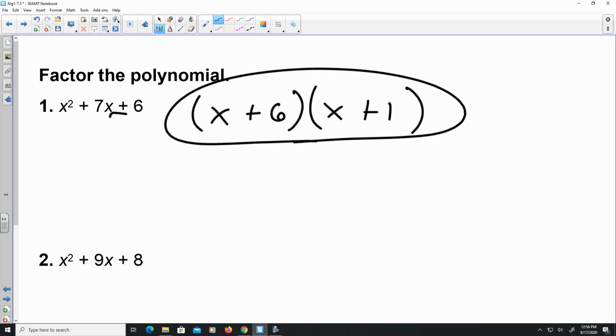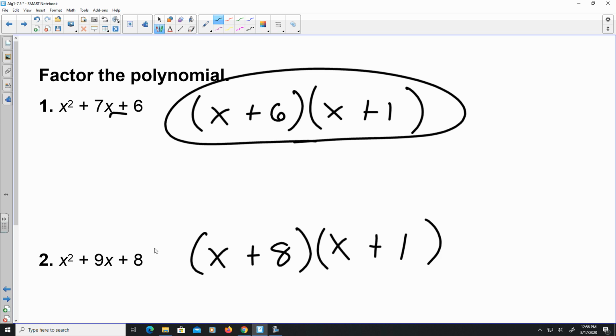Looking at number 2, parentheses, parentheses, I got x and x, same sign plus. Two values give me a product of 8, sum is 9. 8 times 1 is 8, and 8 plus 1 is 9.